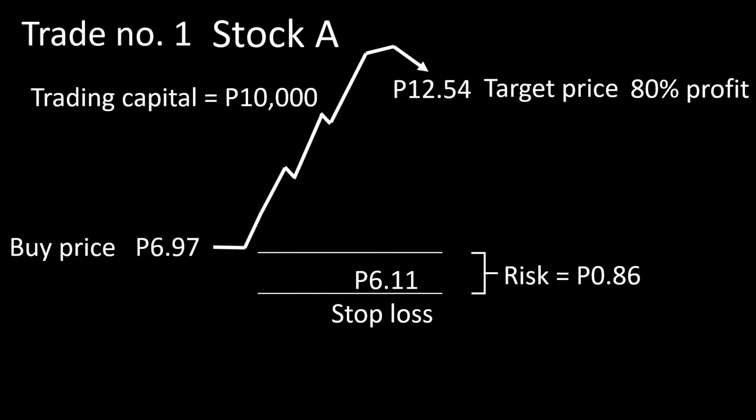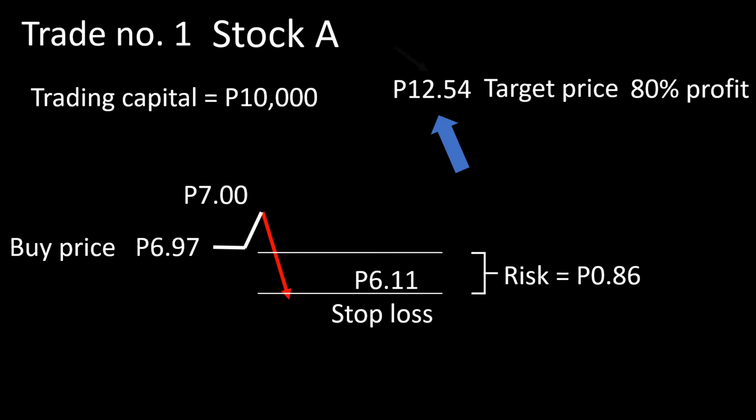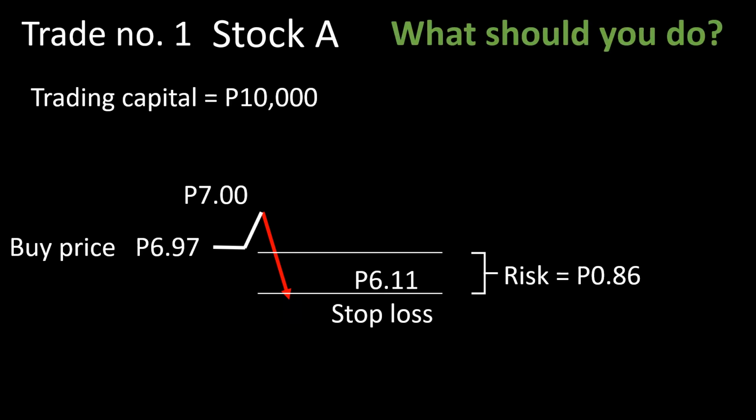Suppose trade number 1 did not go as expected. You were thinking it would go up to 12 pesos and 54 centavos. But it did not. It went up to 7 pesos initially, but after that, it reversed its direction, and in a few days, it fell a little below your stop loss level of 6.11. So, all your expectations just disappeared. What should you do? You exit the trade and sell at 6.11.